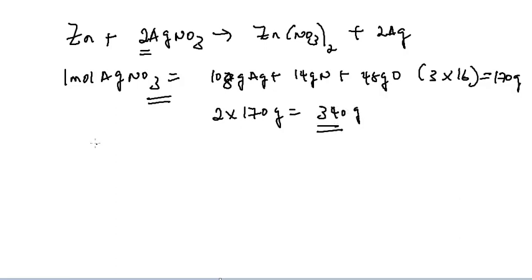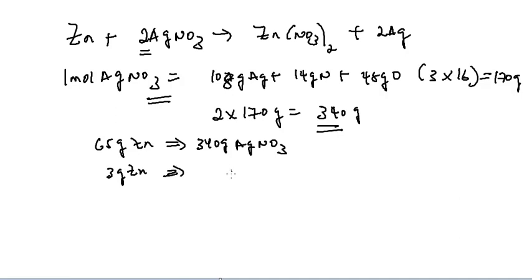So, which means that 65 grams of zinc would react with 340 grams of silver nitrate. And what was given to us was initially 3 grams of zinc. It requires how many grams of silver nitrate? That's very important to identify. That way we are able to determine which one is our limiting reactant and which is the excess reactant.